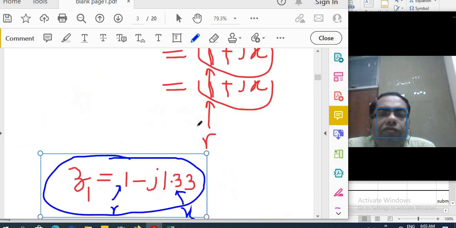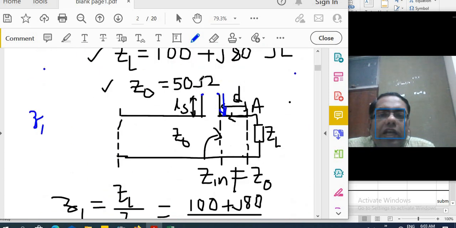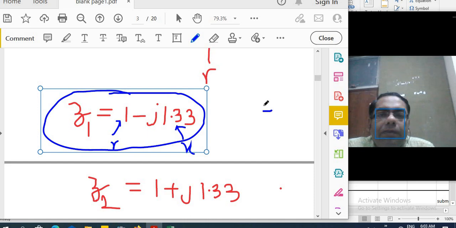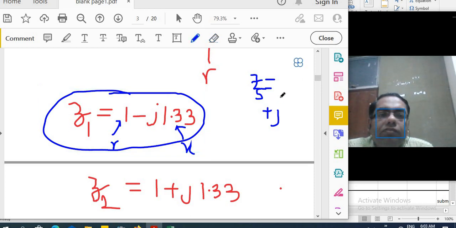So if the length of the stub that I am connecting is such that its input impedance, say I denote it by zs, is plus j1.33, then if I add the total impedance z1 plus zs, this reactive part will cancel out and I will get only small r equal to 1.